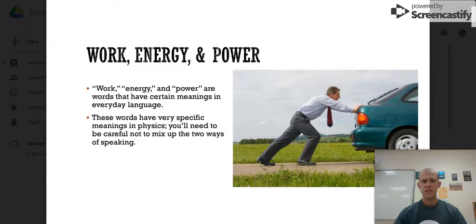Work, energy, and power are words that have certain meanings in everyday language, but when we come to science and physics, they have a different meaning entirely. So you might think you're doing work in the normal sense of the word, but in physics, you're not actually doing work. So we have to be careful about how we talk about these.